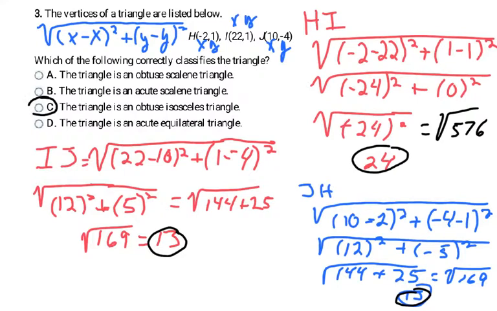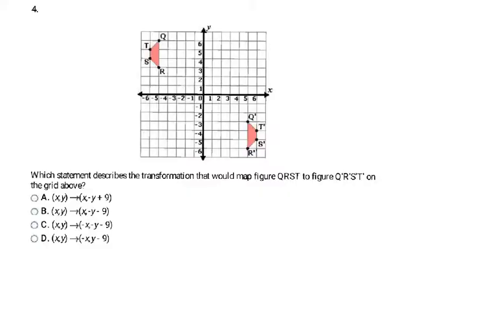And so C is my answer because that's the only one that says isosceles. The other type of question you could see are these ones dealing with transformation. So what the ones to know is if you take this trapezoid and move it here, how would you describe that transformation? How do you describe moving this Q to this Q, this T to this T, this S to this S, this R to this R?